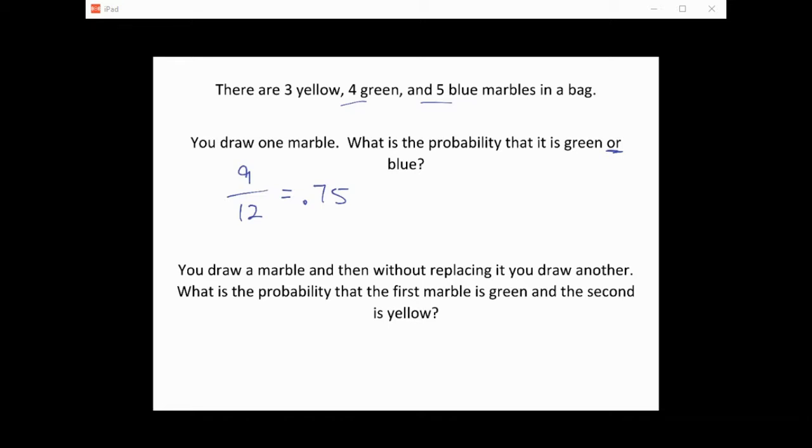Then, if you're finding the probability that two things happen, so you draw a marble without replacement, which means it is dependent because you're changing what's in the bag. You find the first probability, so the probability that it's green, which would be 4 out of 12. And then you multiply it by the second probability. So we took away one of the green ones. So the probability that the second marble is yellow is 3 out of 11. And then I multiply those together.